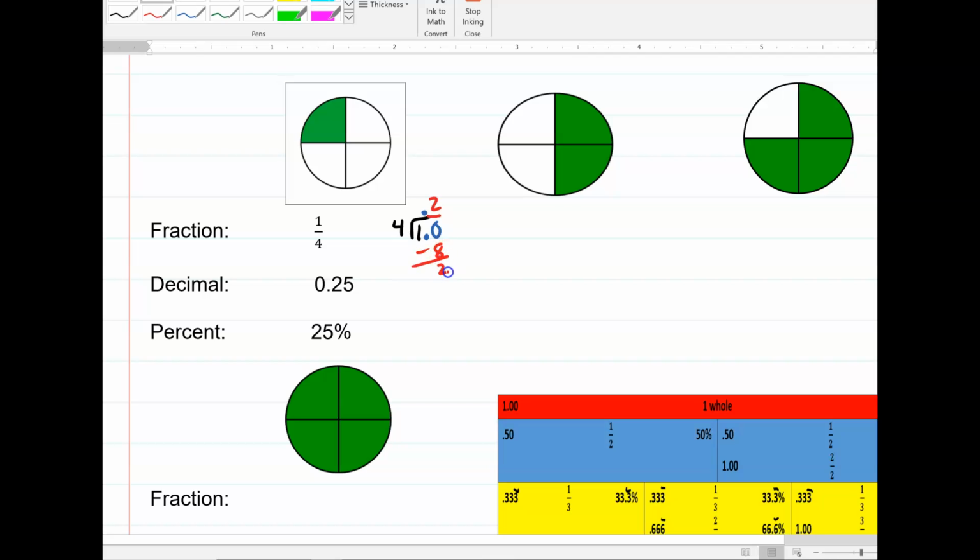8. I have 2 left over. Okay, what do I do? Oh, I add another 0 and drop it on down. 4 can go into 20 5 times. Hence, I've proven that it's 0.25. And as a percent, 25%.